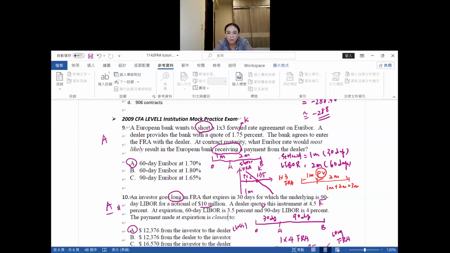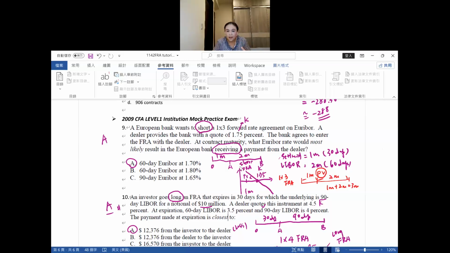All right, so this question is simple. We don't have to do computation, it's just asking what Euribor rate would most likely result in the European bank receiving payment from the dealer. So you short, right? You receive the money when your FT is lower than 1.75, and it should be based on 60 days. So it could be answer either A or B, but this quotation needs to be lower than 1.75. So the only answer would be A, you earn money.